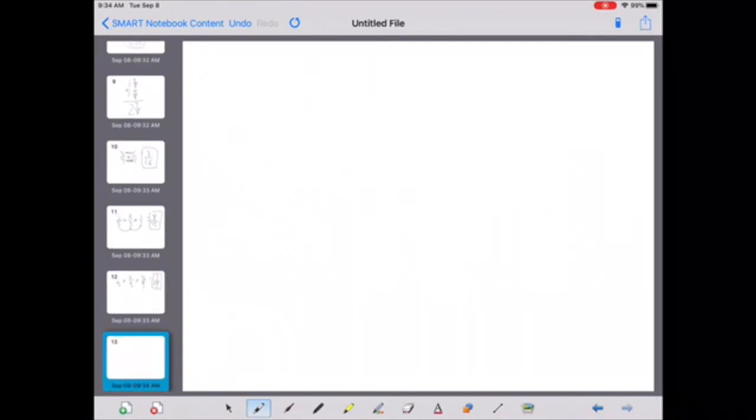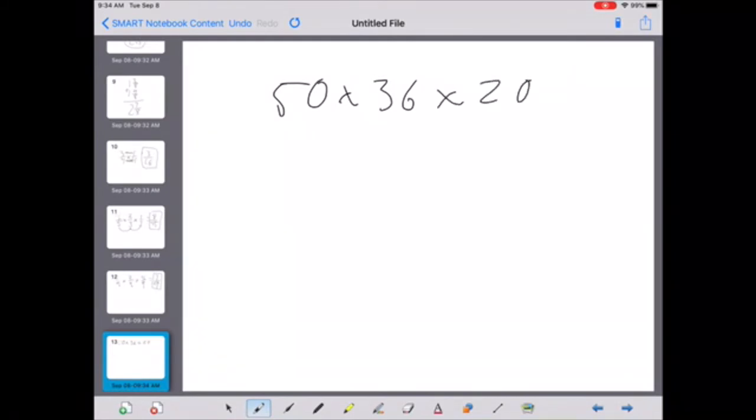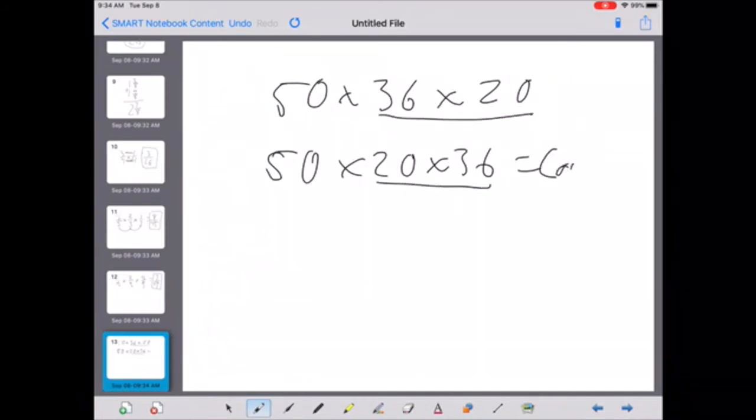Number 25. Write the steps of and the properties that make this multiplication easier to perform. So I have 50 times 36 times 20. Okay, now here's what I'm going to do. This is what I was given. So the first thing I want to do is put numbers I can multiply together. So I'm going to do 50 times 20 times 36. I changed the order of these two. That's the commutative property.